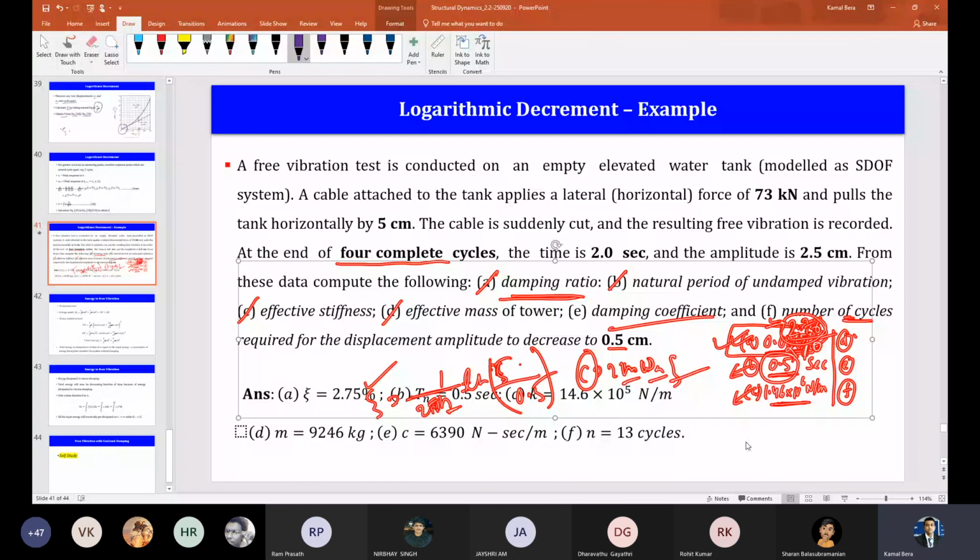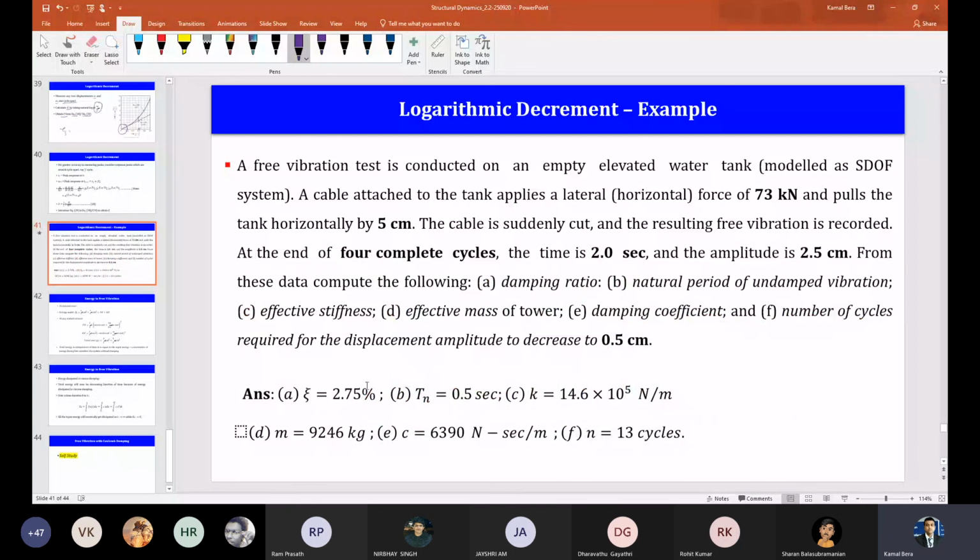So zeta is 2.75%. Tn I have written as 0.5 because the damping is very small, right? So with 2.75%, what is the difference between Tn and Td? Can you tell me? That's why I have written 0.5. And K is this, M is this, C is this. You might get something around this in 13 cycles.